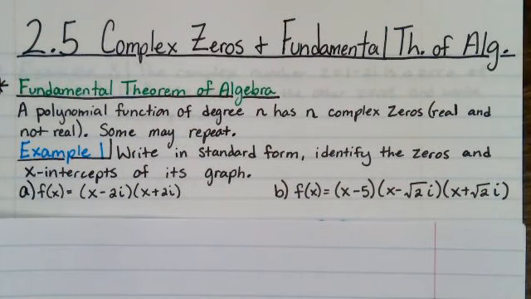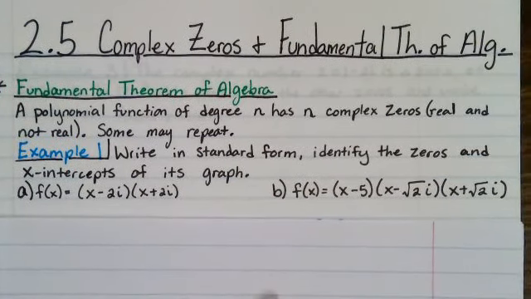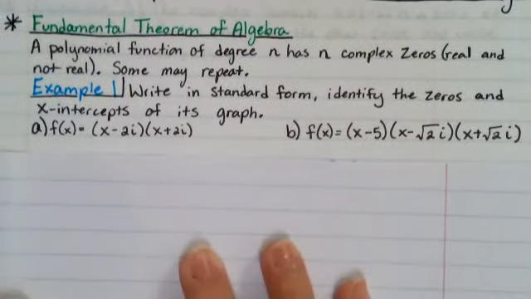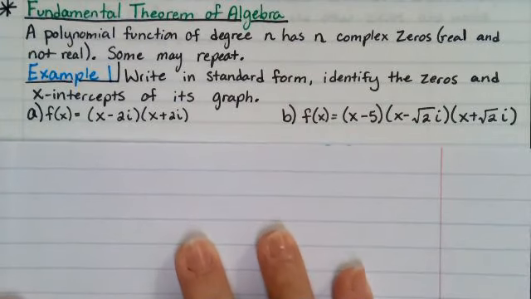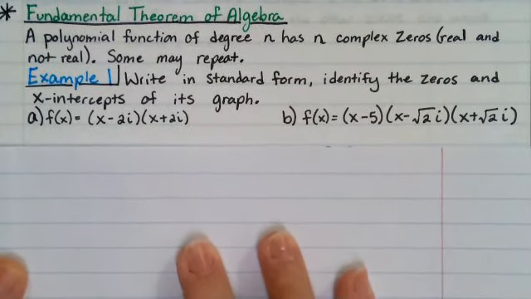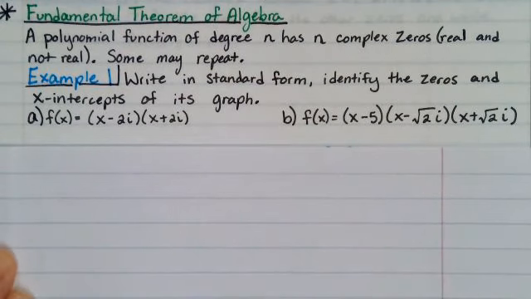So if you're seeing in example 1, it says to write in standard form, identify the zeros and the x-intercepts of that graph. So zeros and x-intercepts a lot of times are the same thing as long as they're real, but if they're not real, then it doesn't actually hit the x-axis at those zeros. So we'll talk about the difference between those in just a moment, okay?